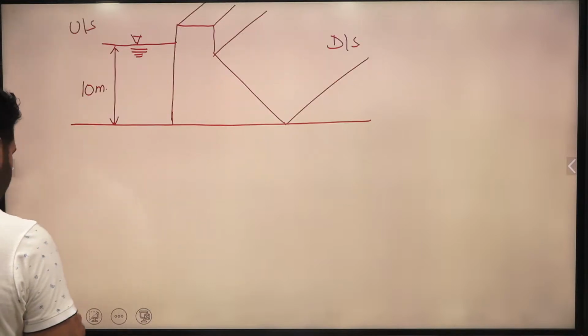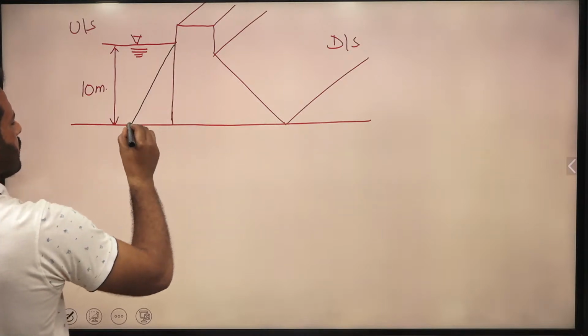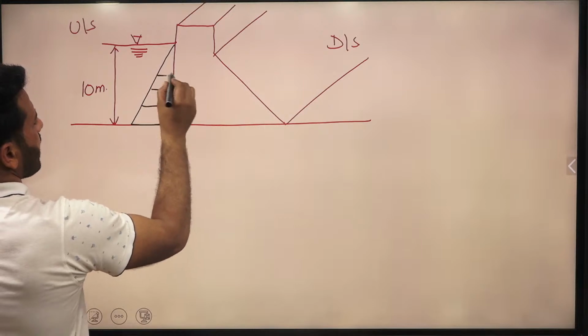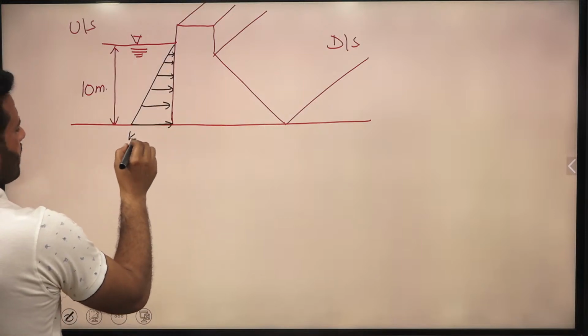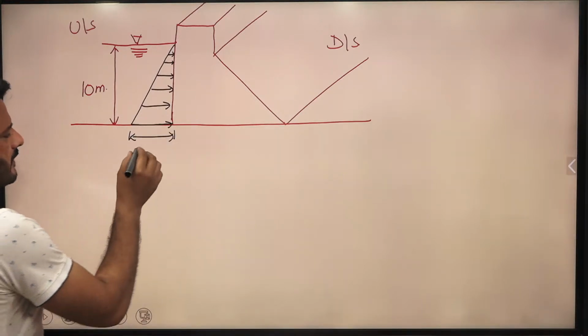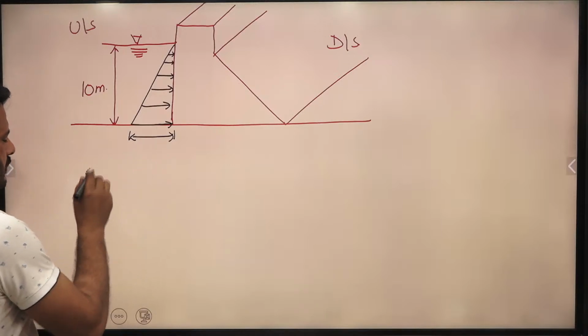Just draw its pressure distribution diagram. I'm drawing it here. It will be a right angle triangle, a linear variation of pressure. So what will be the pressure at the base of the dam? The answer will be: pressure equals rho g h, rho into g into h.